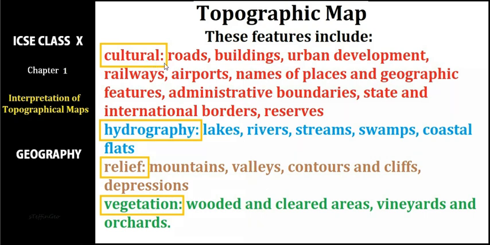Say for example cultural features or the human-made features. In a topographical map, human-made features are represented using red color. Anything related to water or all the water bodies are shown using blue color. Relief features like valleys and contours are shown using brown color. And vegetation or the forested areas are shown using green color in a topographic map.